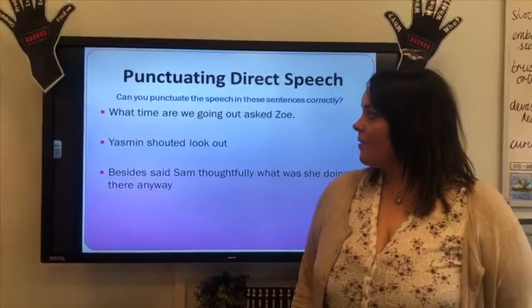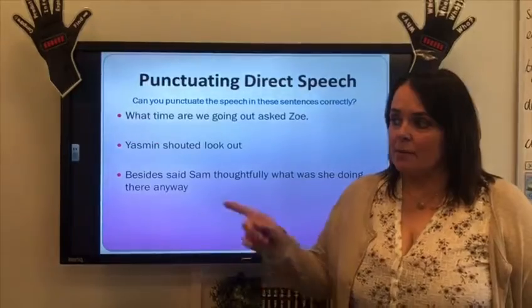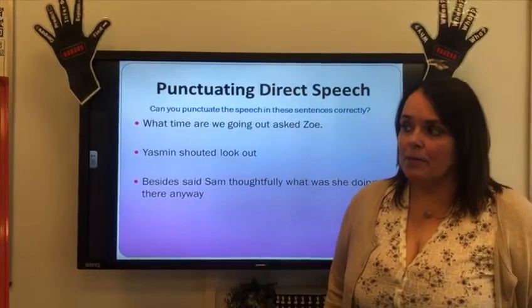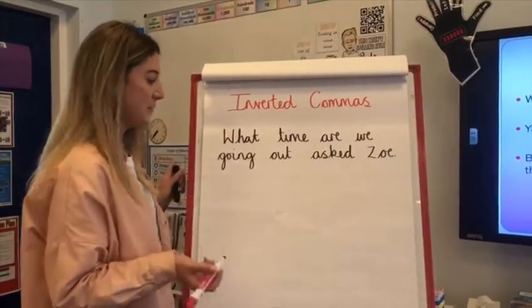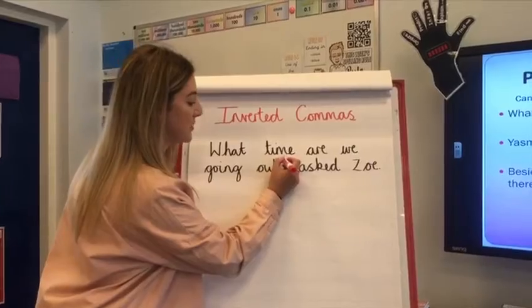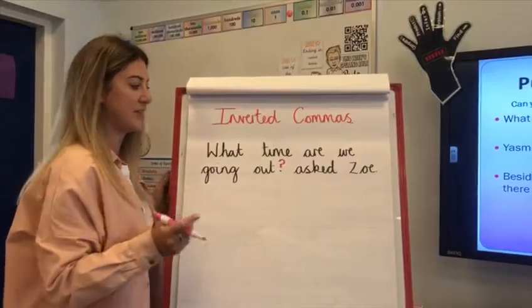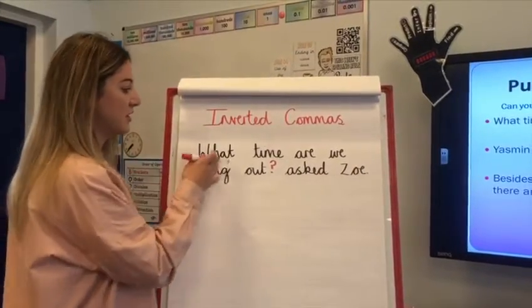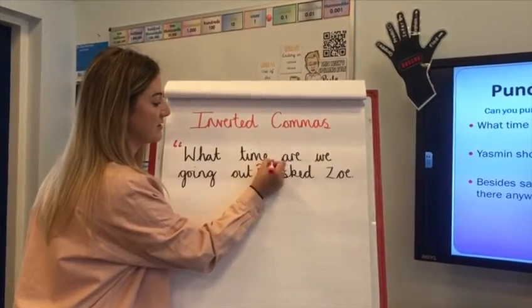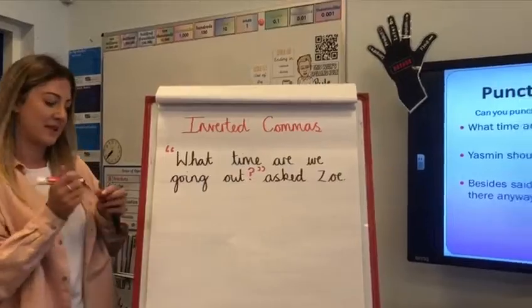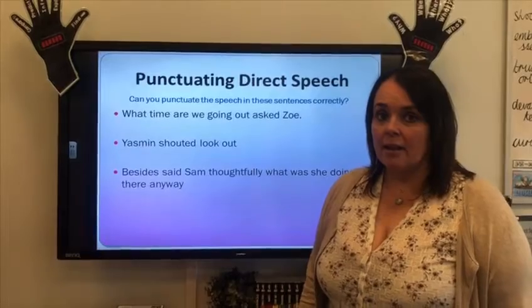So, for example, we've got some sentences here. "What time are we going out?" asked Zoe. So, Mrs. Wood is going to put in the punctuation that's needed when using inverted commas. We know that "what time are we going out" is a question, so we have to punctuate that with a question mark. And remember, your inverted commas go around what is being said. So, what is being said in this question? "What time are we going out?" So, the speech starts here and ends here. Asked Zoe. Can you now have a go at the other two, putting in the correct punctuation, and pause your video now?